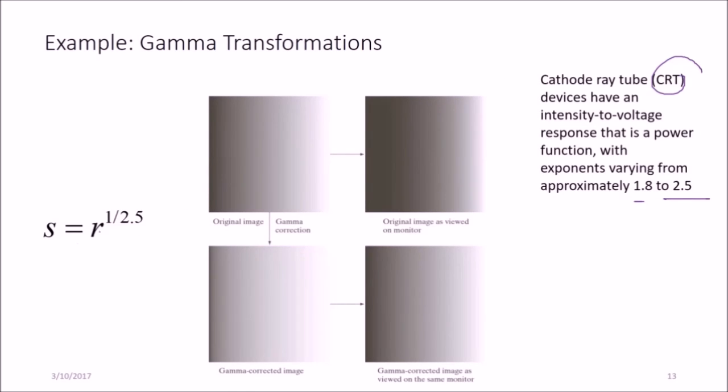So S is equal to r to the power 1 by 2.5. So it varies. The original image is like this. This original image, if it is viewed in the monitor, is like this. You need to do the gamma corrected image. Though these are not similar, this gamma corrected image will be seen in the monitor exactly as this one.